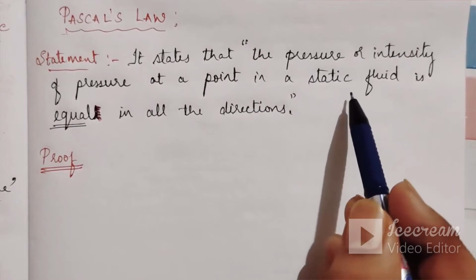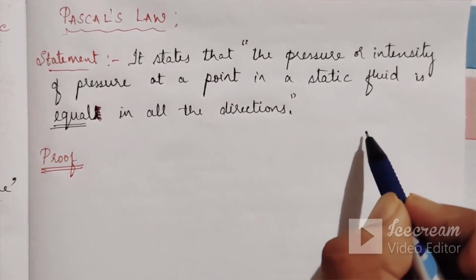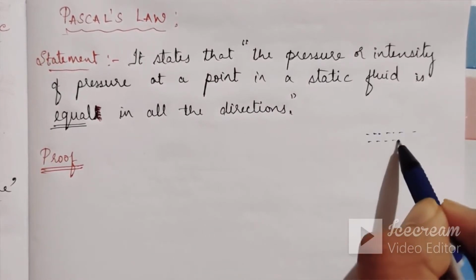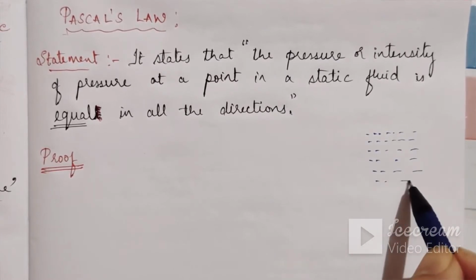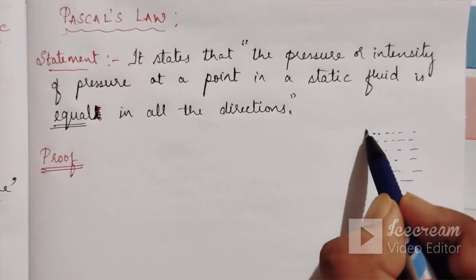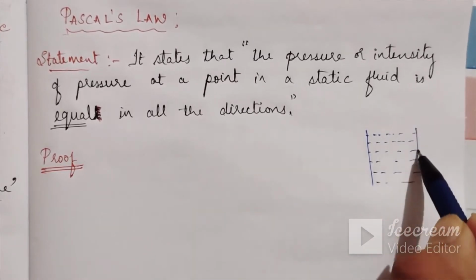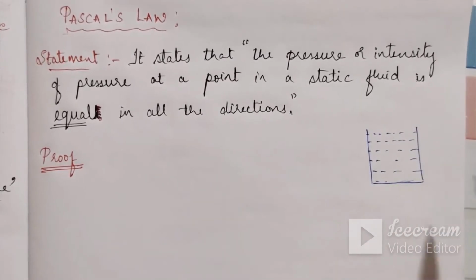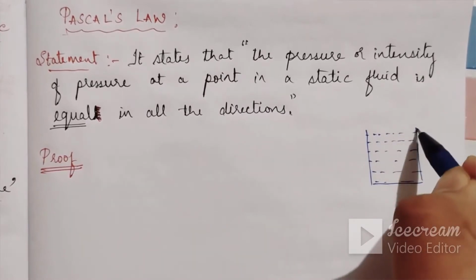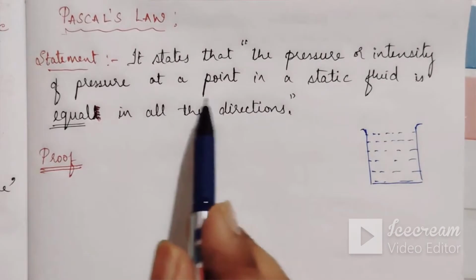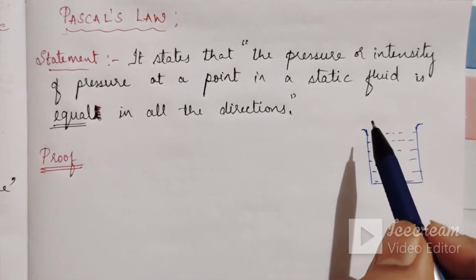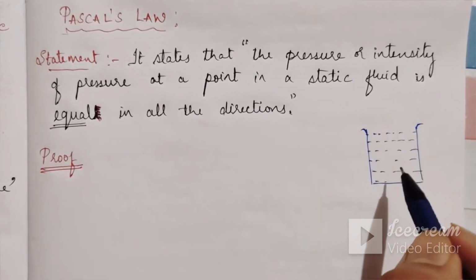So to prove it, we need a static fluid system. So I'll take a static fluid system, which means a large mass, but I'll constrain it, so I'll consider it in a vessel. It's a large mass. Now, the pressure at a point in a static fluid is equal in all the directions.